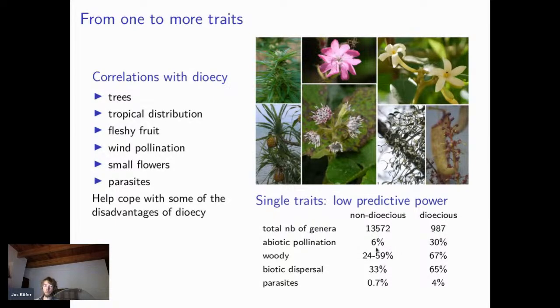You do the same thing with woody genera. It's not completely clear how to define woodiness, so the figures here are not really exact, but you see an increase among the dioecious genera. Same for biotic dispersal. But even if you look at the most significant increase, a 5 times increase in the occurrence in dioecious genera, it's still only 30% of all the dioecious genera that are abiotically pollinated. So it doesn't explain a lot.